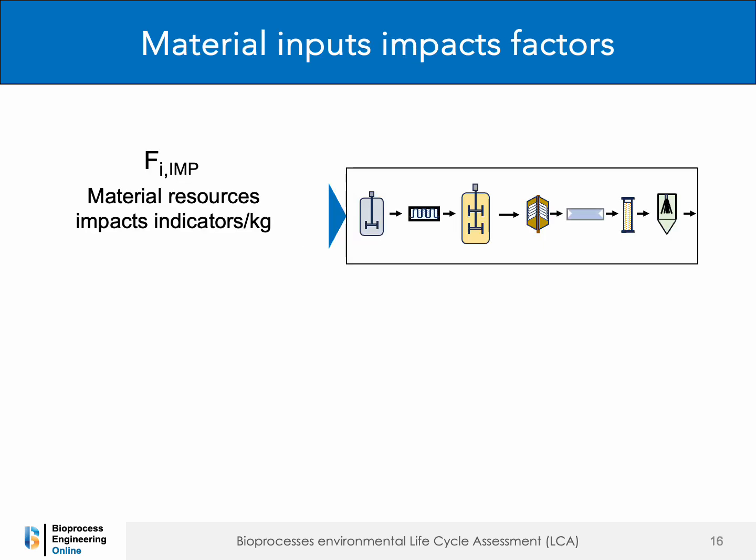The assessment of bioprocess impact indicators requires the knowledge of the impact factors, FI, of the material inputs. These impact factors represent the impact indicators per kilogram of material obtained from a life cycle assessment of the respective inputs. They encompass all impact contributions during extraction, production, and transport stages. Their values are typically available in environmental databases.